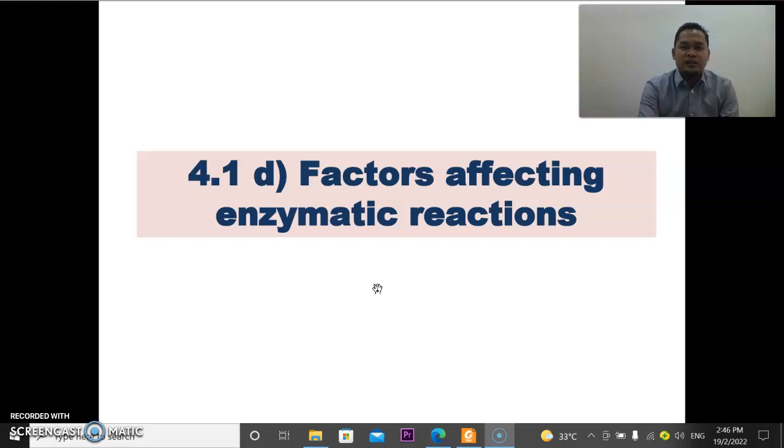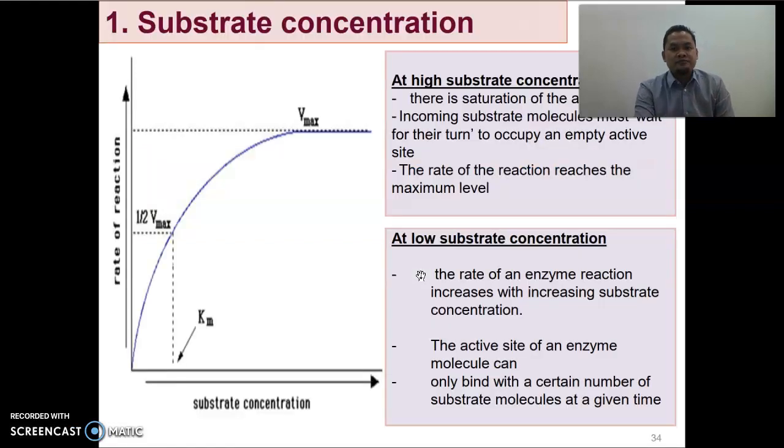So kita tengok hari ini apakah faktor-faktor yang boleh affect the enzymatic reaction dalam menjalankan satu situasi untuk mempercepatkan kadar tindak balas. The first one, the enzymatic reaction can be affected by the substrate concentration. Kita melihat kepada bagaimana substrate concentration ni affect the enzymatic reaction, kita akan belajar melalui satu graf, iaitu rate of reaction over substrate concentration. So part X adalah substrate concentration.